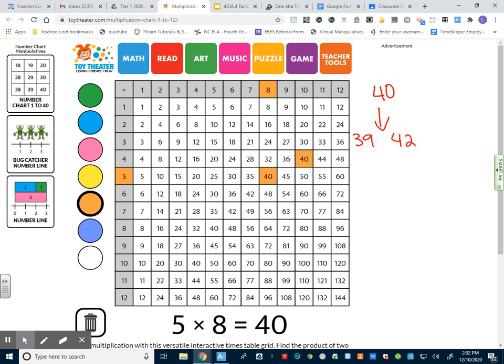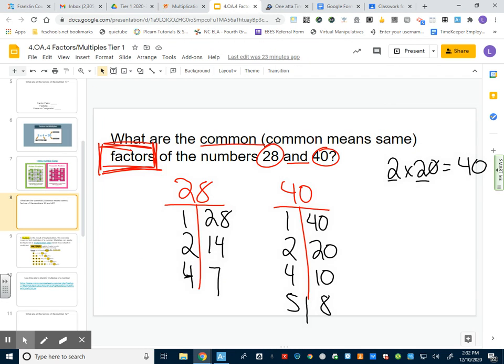Okay, so we look at the 6's, nothing times 6. Look at the 7's, nothing times 7. Ooh, looking at the 8's, 8 and 5. We already put 5 and 8. We are all done. So now we can answer the question.